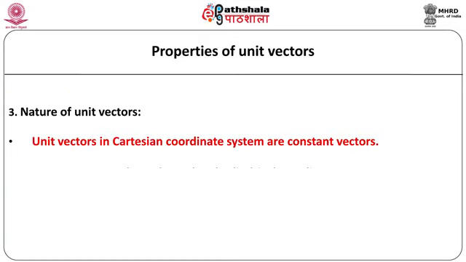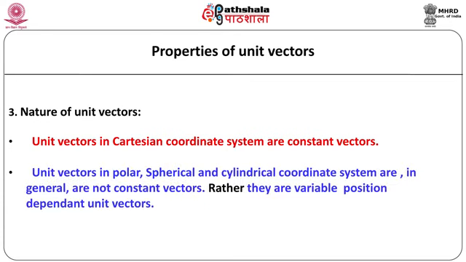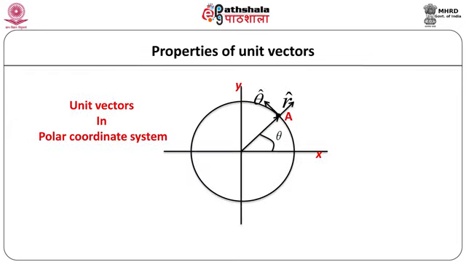It is worthwhile to note that unit vectors in Cartesian coordinate system are constant vectors. Unit vectors in polar, spherical and cylindrical coordinates, on the other hand, are in general not constant vectors. Rather, they are variable position dependent unit vectors. As an example, observe the unit vectors at two different points A and B in polar coordinate system.